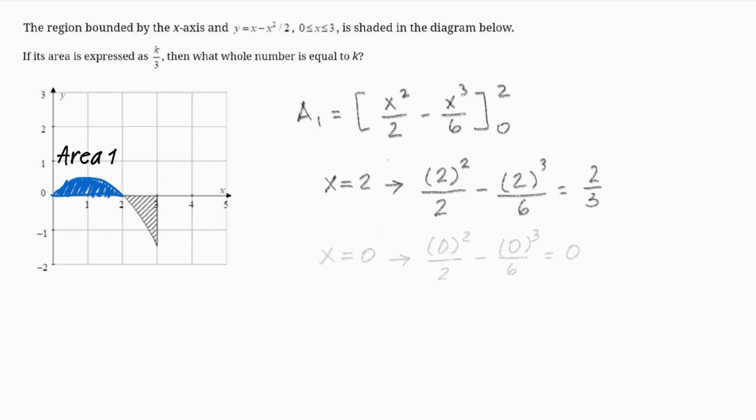Now we substitute the lower limit. However, since the lower limit is 0, then the answer will be 0. Let's subtract the lower limit from the upper limit. 2 over 3 minus 0 equals 2 over 3.